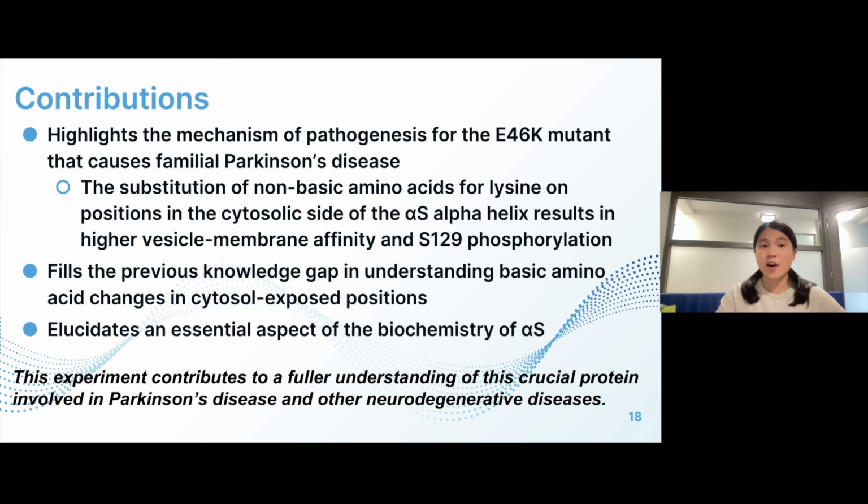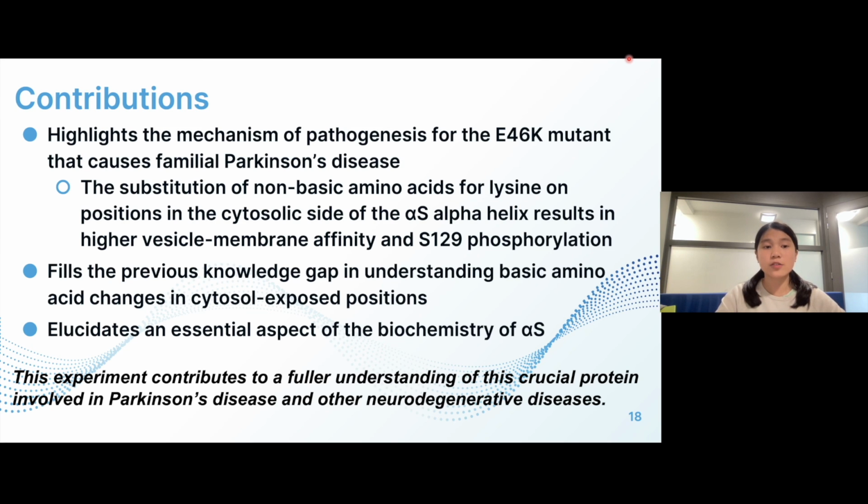This experiment also has 3 major contributions. The first is that it highlights the mechanism of pathogenesis for the E46K mutant that causes familial Parkinson's disease. And this is because the substitution of non-basic amino acids for lysine on positions on the cytosolic side of the alpha-synuclein alpha helix results in higher vesicle membrane affinity and serine 129 phosphorylation.